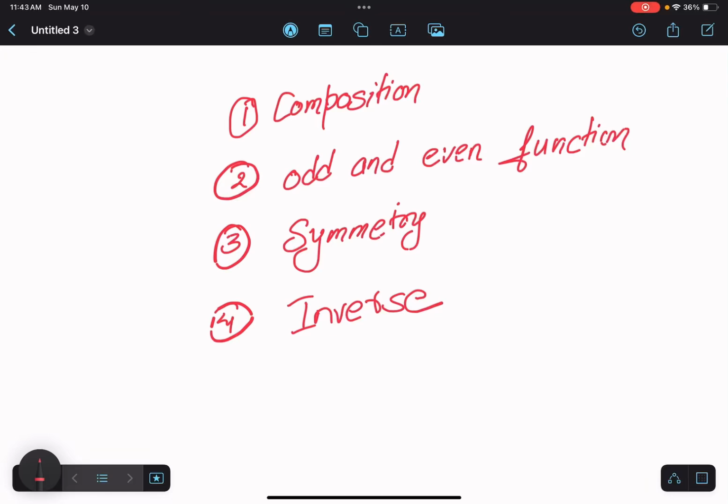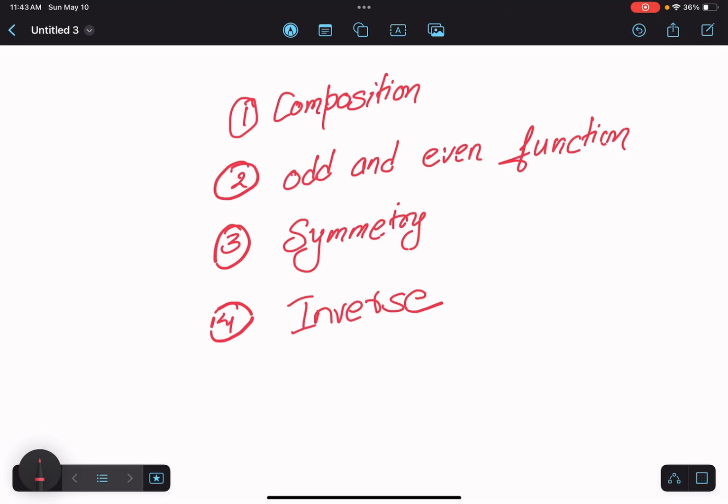Cover the four concepts: composition, odd and even function, symmetry, and the inverse functions. In inverse, we will try to find how to find the inverse of any function. These four concepts are the basic building blocks to understand any functions. In graphing, in derivatives, these concepts come in everywhere. So please give your full attention to these topics.